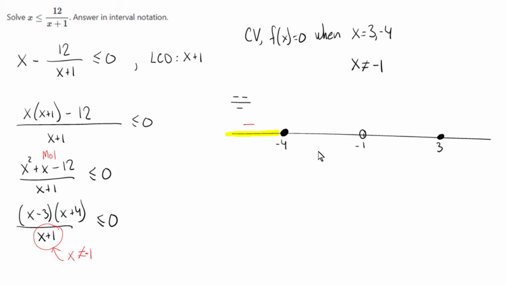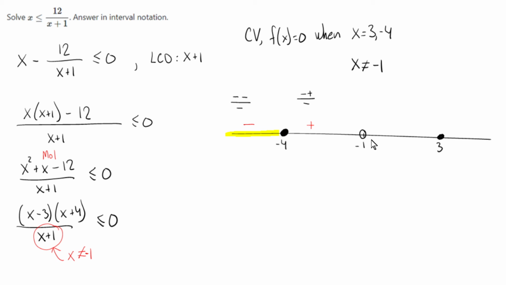Second interval between negative 4 and negative 1. The first factor here will be negative. The second factor, x plus 4, is going to be positive when x is between negative 4 and negative 1. And the denominator will be negative. That means that between these two critical values, this rational expression will be positive. Negative times positive is negative. Negative divided by negative is positive.